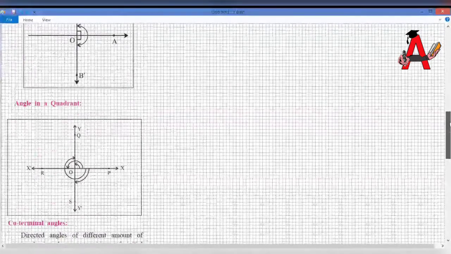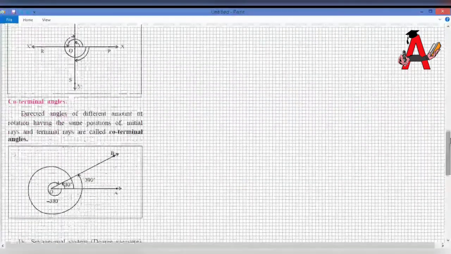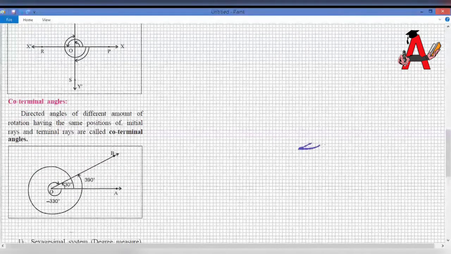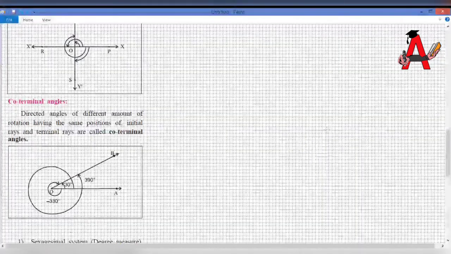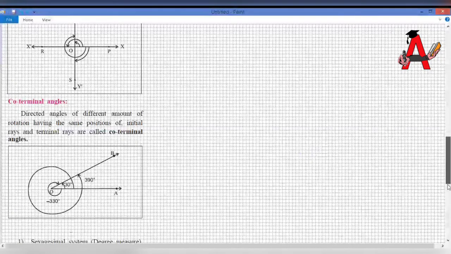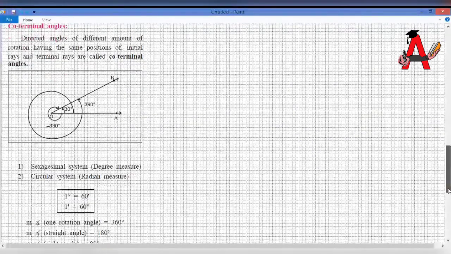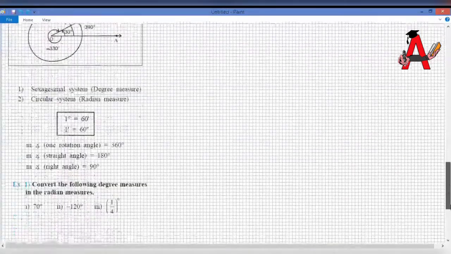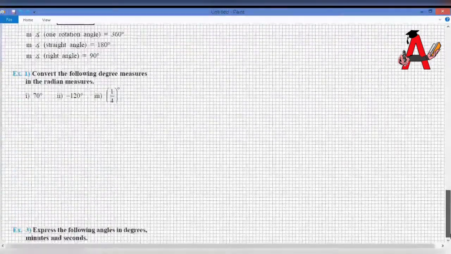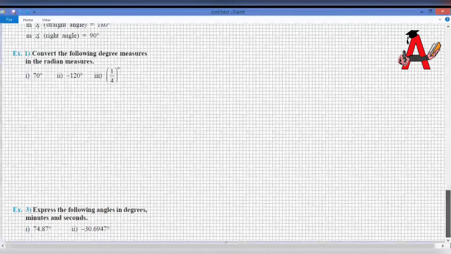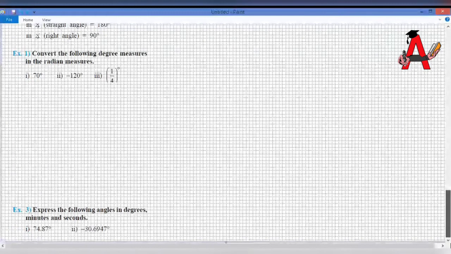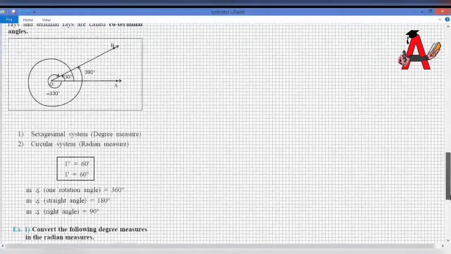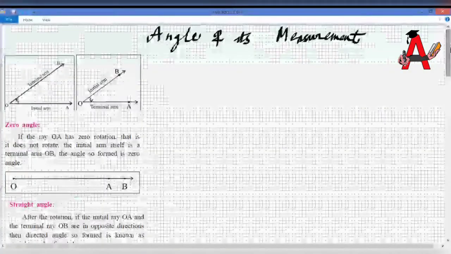Then we'll discuss coterminal angles, which are slightly more important. So we'll come to coterminal angles. This portion is important. After that, we'll try and do a few questions on degree and radian. How do we convert an angle measured in degrees into radians? And how do we convert radians into degrees? These are two things. Lastly, we end this lecture by expressing degrees in terms of minutes and seconds. This is the first part.